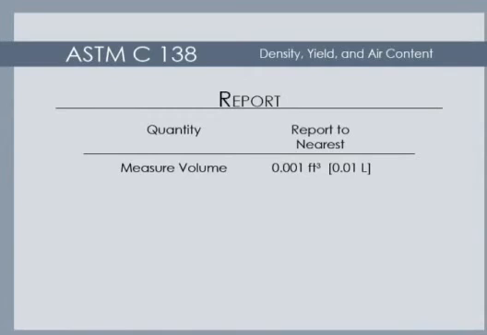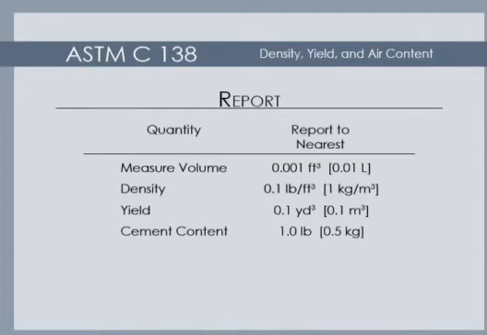Report the volume of the measure to the nearest thousandth of a cubic foot. Report the density to the nearest tenth of a pound per cubic foot. Report the yield to the nearest tenth of a cubic yard. Report the cement content to the nearest pound. And report the air content to the nearest tenth of a percent.